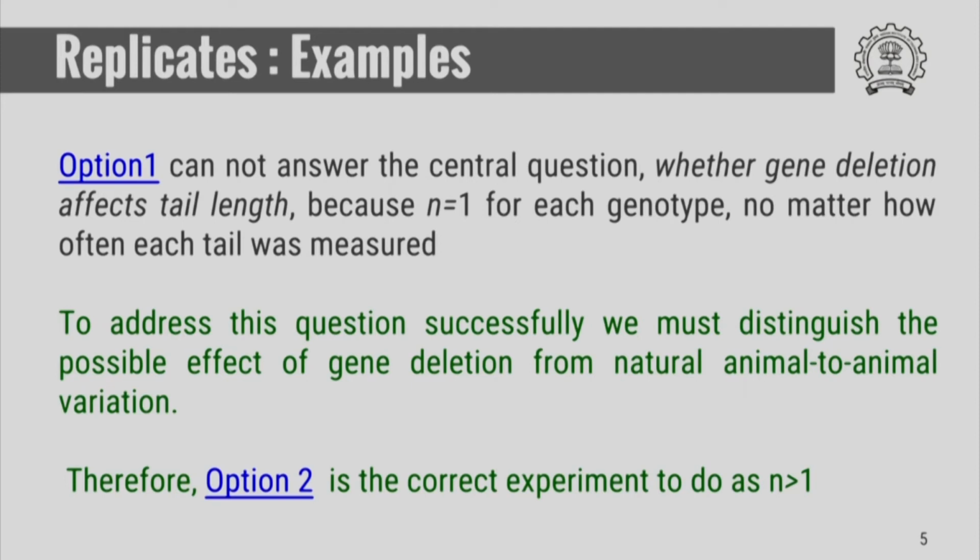If you look at option 1, it cannot answer the central question of whether deletion of the gene affects the tail length, because there is one wild type mouse and one mutant mouse, and therefore, it does not matter how many times you measure the tail length. If you want to address this question successfully, you must distinguish the possible effect of gene deletion from natural animal to animal variation, and therefore, option 2 is the correct way of doing the experiment, because sample size is greater than 1.